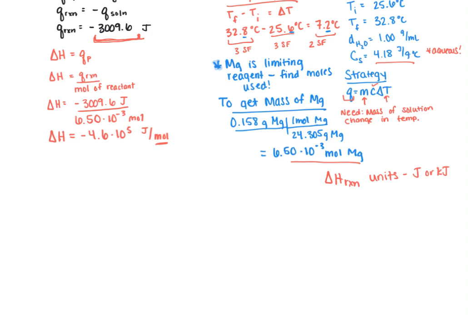So the correct balanced equation for this problem is you have magnesium solid plus 2 HCl, in aqueous solution, yields MgCl2. Now remember your solubility rules. MgCl2 is aqueous, plus H2 gas.